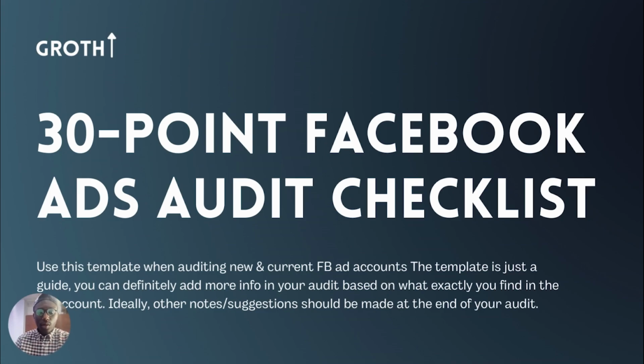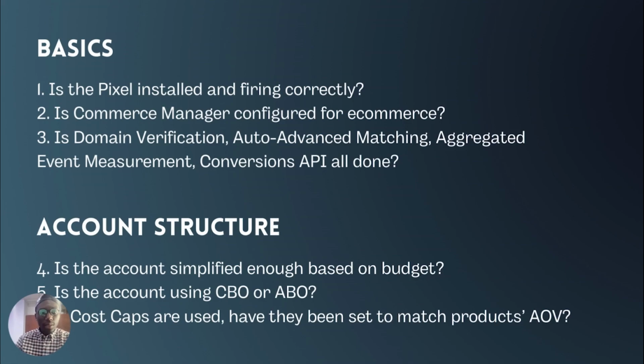All right, so the basics. These are pretty much just basic stuff that you need to get done before even trying to run ads, right? So you need to figure out that your pixel is installed correctly and it's firing. You also need to figure out your commerce manager, which is pretty much for your product feeds. You need to make sure that those are set up correctly. So we go into the commerce manager instead of Facebook ads to check this.